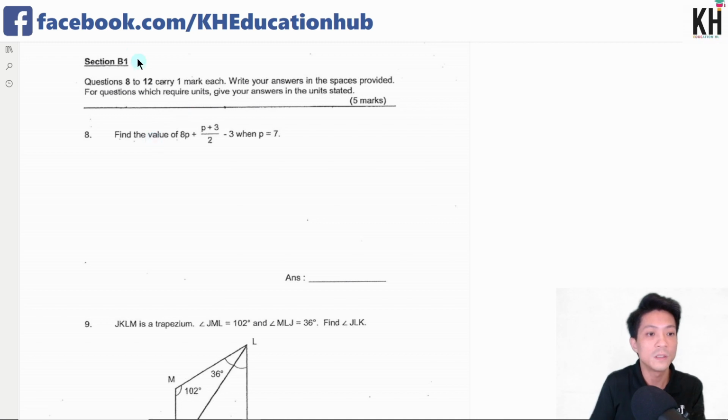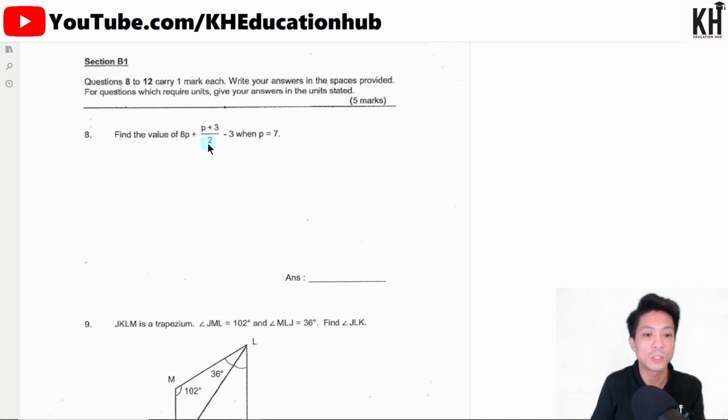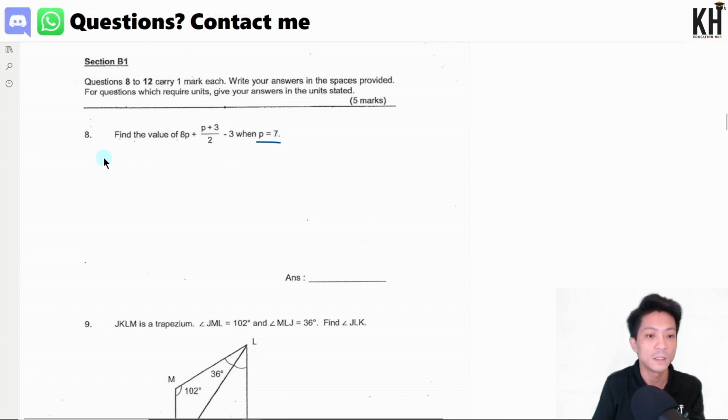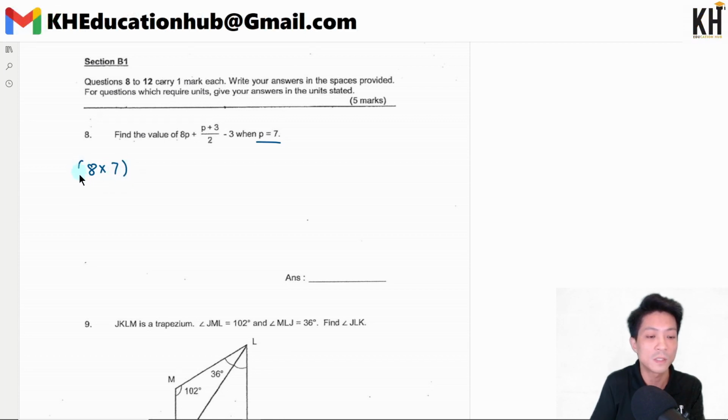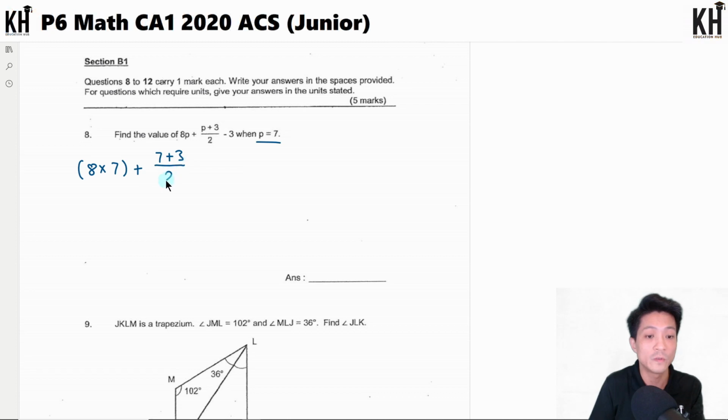Moving on to section B1, question 8. Find the value of 8p plus p plus 3 over 2 minus 3, when p is equal to 7. I'm going to replace the p with a 7, so the first thing that will change will be 8 times 7 plus 7 plus 3 over 2 minus 3.